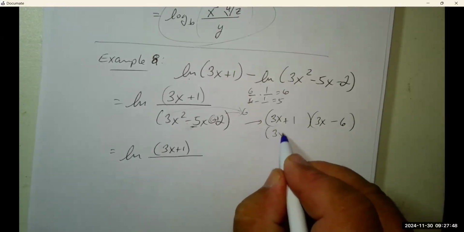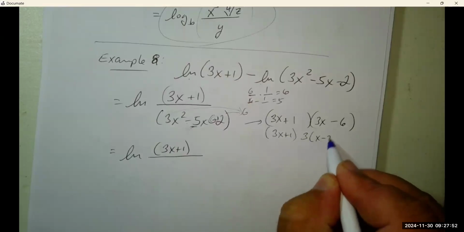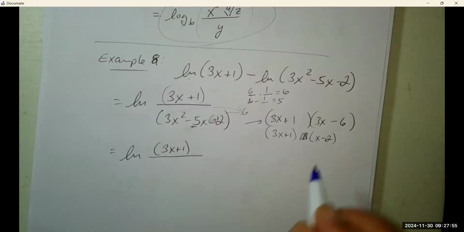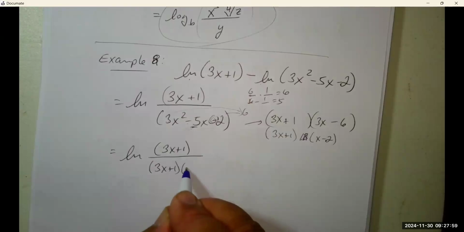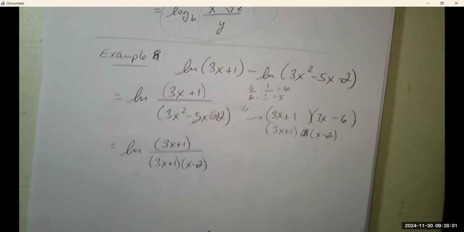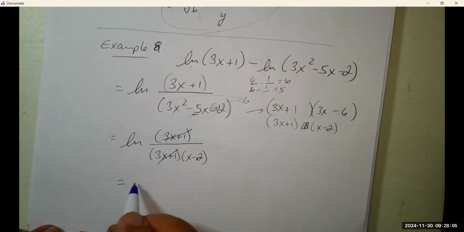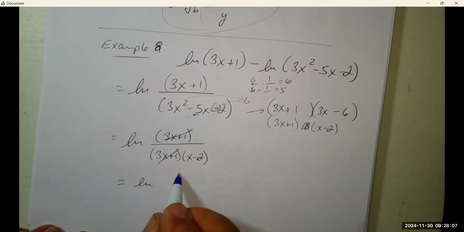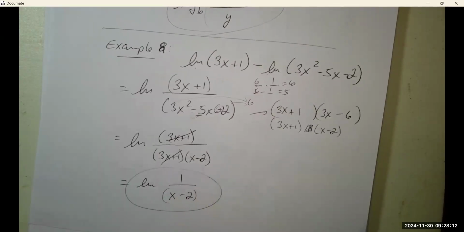Now factor. Nothing factors out of the first one. A 3 factors out of the second, so get rid of that 3. So our denominator looks like this. The 3x plus 1 cancels, so we're left with 1 over x minus 2. And that's our answer, as a single logarithm.